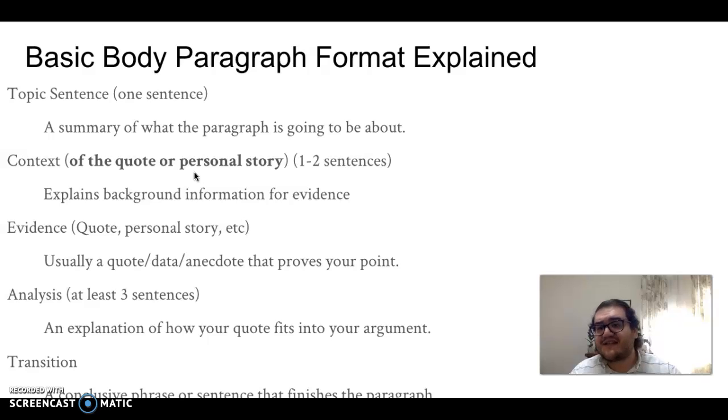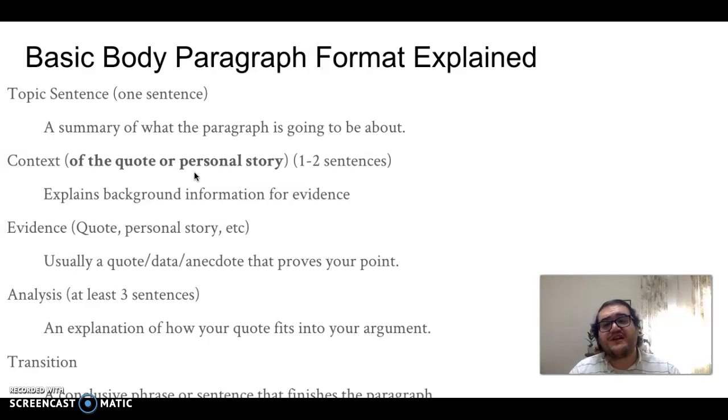The analysis is the explanation of how your quote fits into your argument or how your evidence fits into your argument. So the analysis is, with the topic sentence, I would argue that the analysis is the second most important part of the body paragraph. Why? Because without the analysis, your readers are not going to understand why your evidence supports your topic sentence. As the writer, you need to make sure that you explain in detail how that evidence is supporting your topic sentence. What this means is that you don't want to just put your quote and your evidence and then move on.